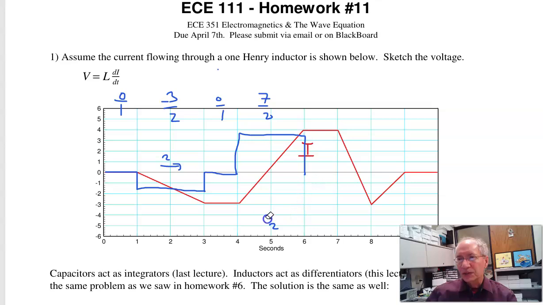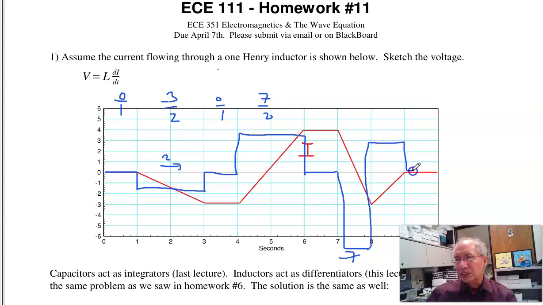Between 6 and 7, the current changes by 0. Slope is 0. Between 7 and 8, it changes by minus 7 in 1 second, so it drops down to minus 7. Goes plus 3 in 1 second, jumps up to plus 3, and then winds up back at 0.